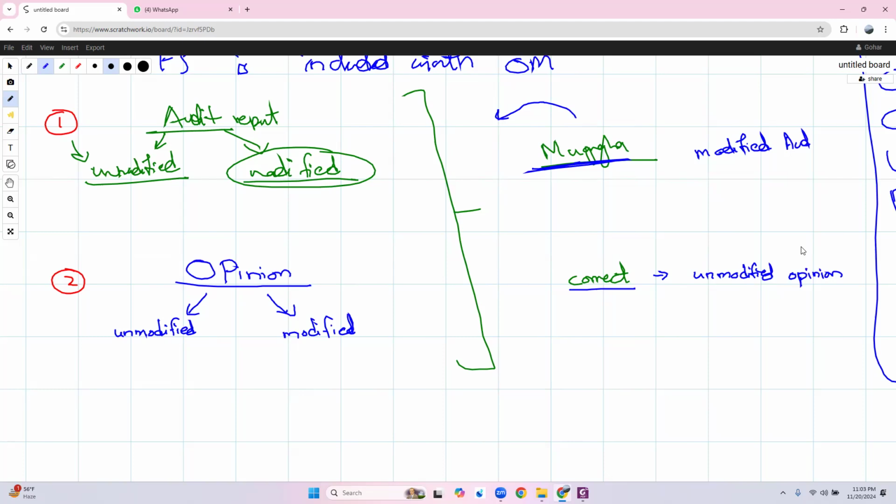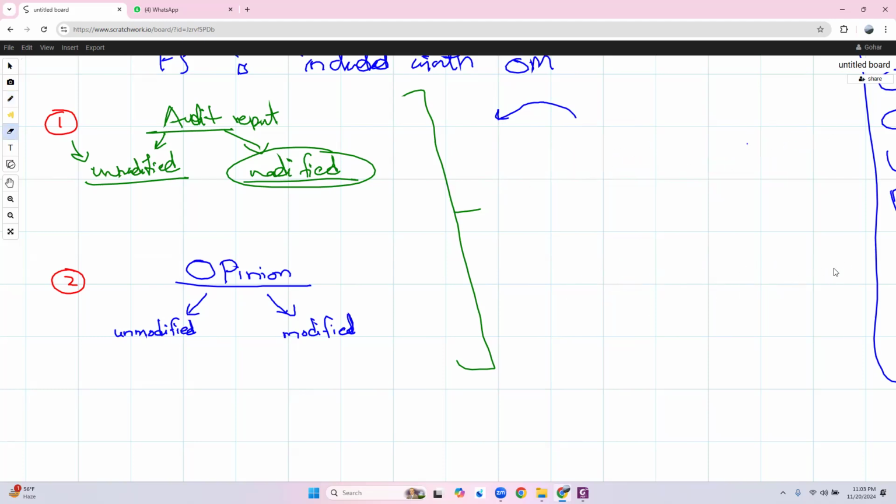Now let's come towards situation number two. The same situation. If I say I added none of the three paragraphs within my audit report, this means my audit report is now unmodified. True, an unmodified audit report. I have included none of the three paragraphs.